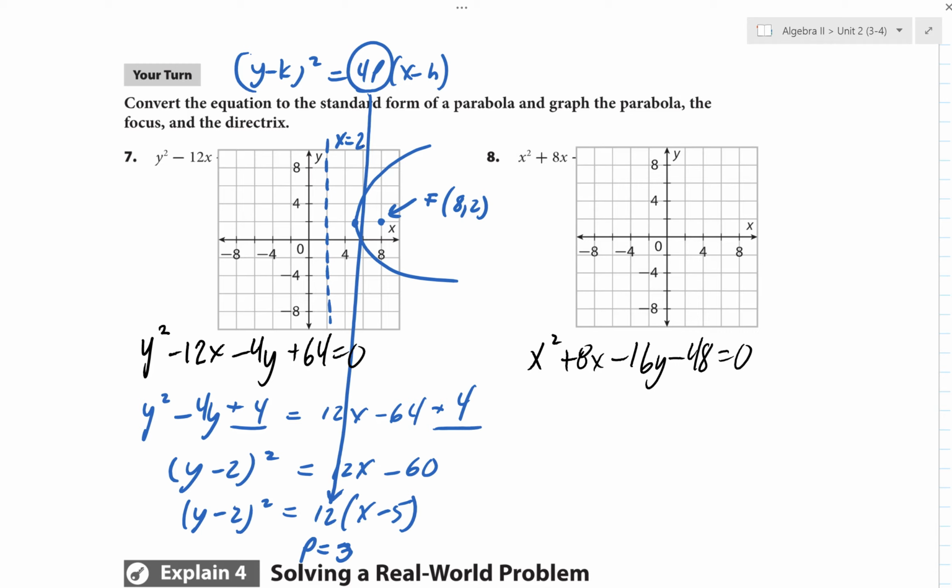Okay, so we completed the square. And we're able to write the equation in the new form where we can see the value of P, and then we're able to graph it. So go ahead and try that same thing on problem number 8.